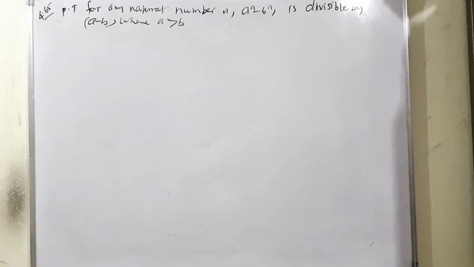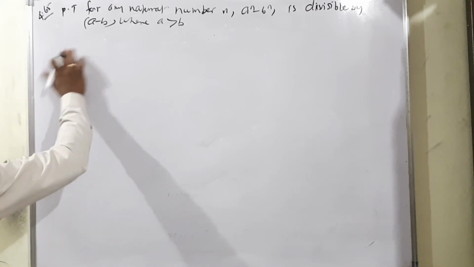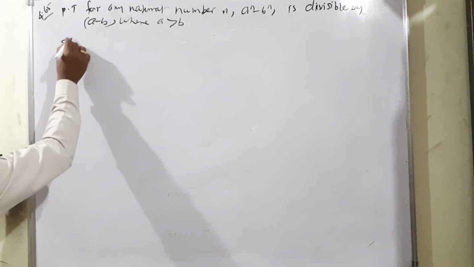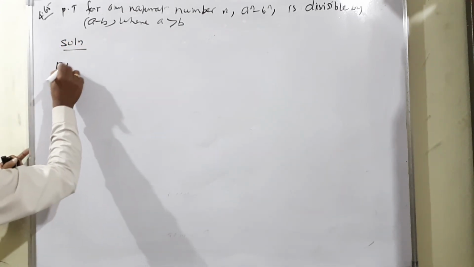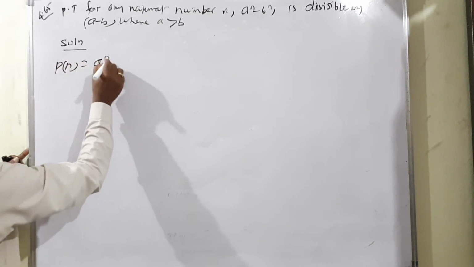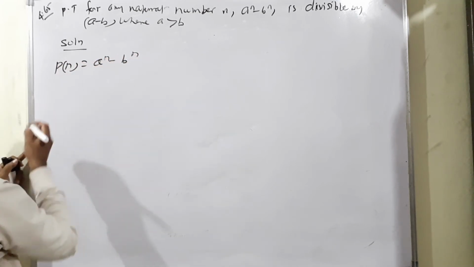Moving to 4.65, prove that for any natural number n, a power n minus b power n is divisible by a minus b. So, condition where a is always greater than b. Now, this condition solution means first we have to write it, consider for p of n, isn't it? So, p of n is equal to a power n minus b power n.